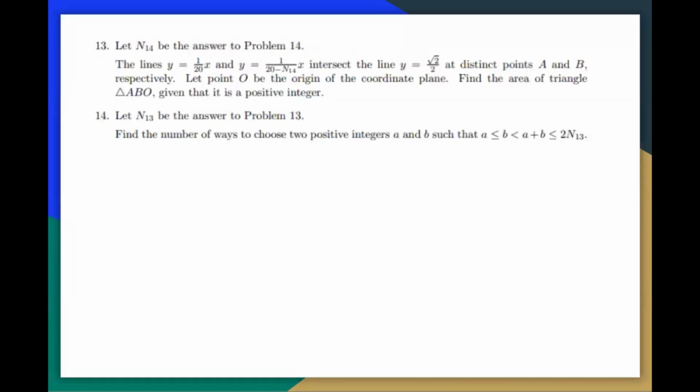So we have another BmMT problem. This was from 2024, relay round. This is a cool problem set, set number 5, I guess. Problems 13 and 14 are related to each other in terms of the answers.